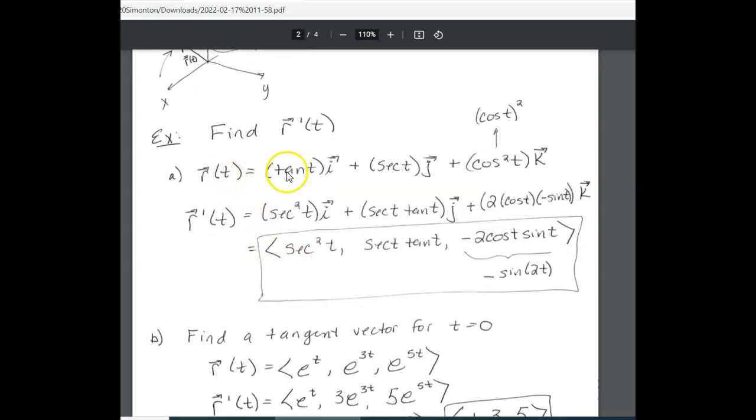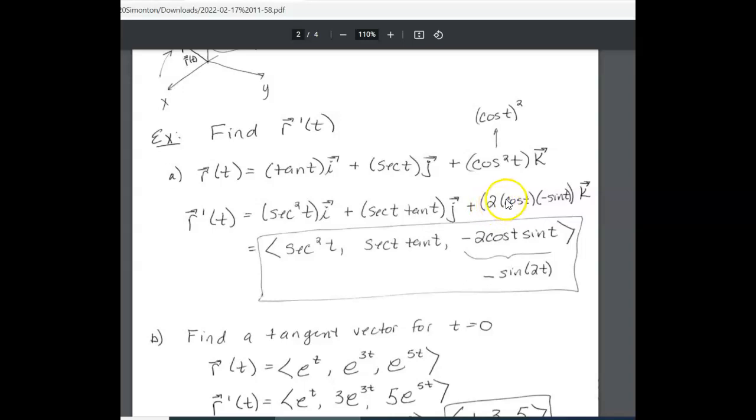r of t equals tangent of t i plus secant of t j plus cosine squared of t k. So r prime is going to be another vector consisting of the derivatives of each of those functions. The derivative of tangent is secant squared. The derivative of secant t is secant t tangent t. And to handle this one, you'll use the chain rule. Cosine squared of t is cosine of t, squared. So that derivative, the 2 would come down to the front. So you get 2 times the cosine of t to the first, and then times the derivative of cosine.